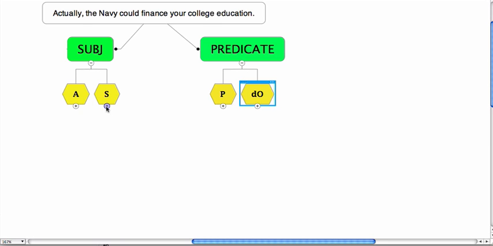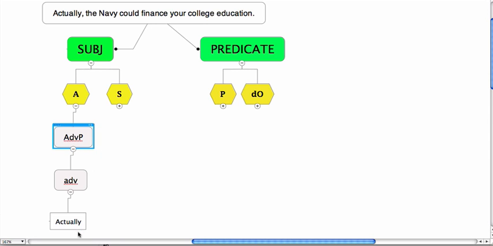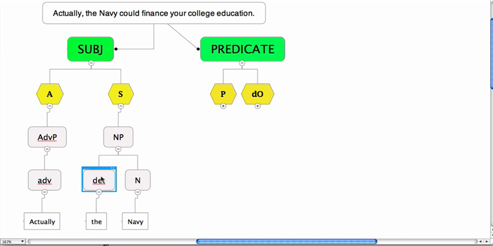If we now look at this in detail, bit by bit, then we have the adverbial, so this clausal function is realized by an adverbial phrase, and it's the word "actually." The subject itself is realized by a noun phrase, and this consists of a determiner, which is the article "the," and a noun, which is "Navy."